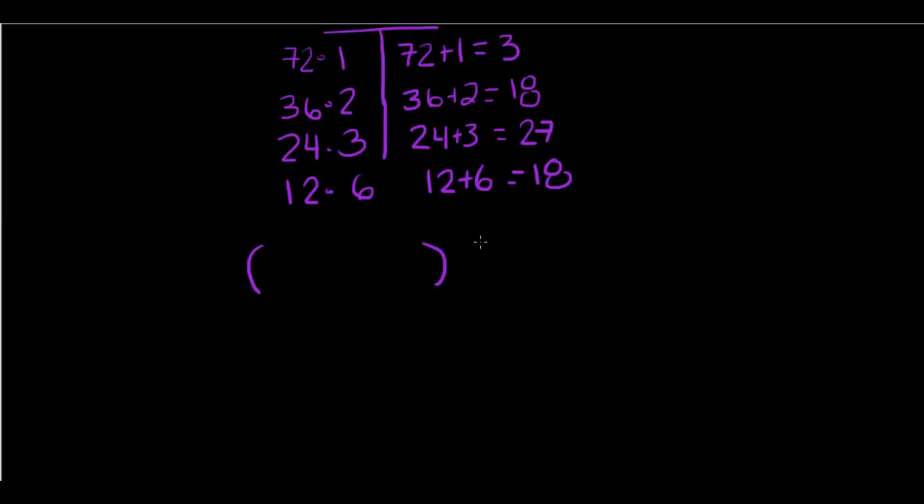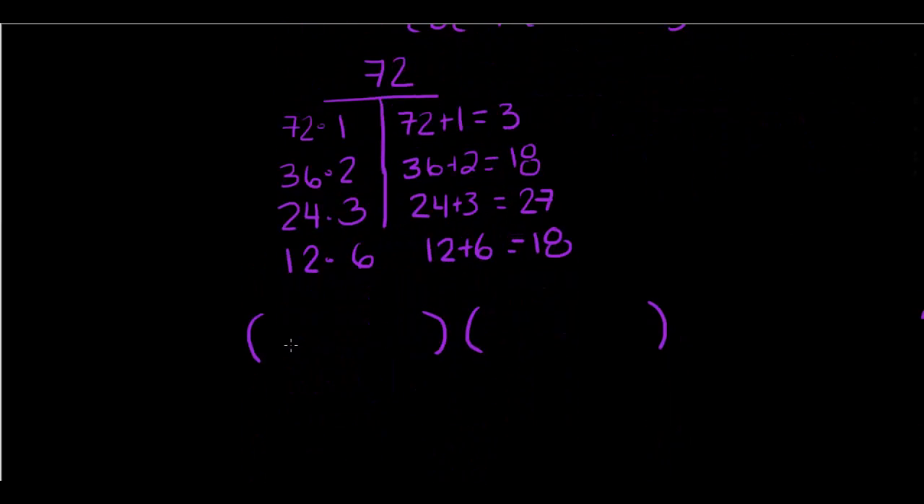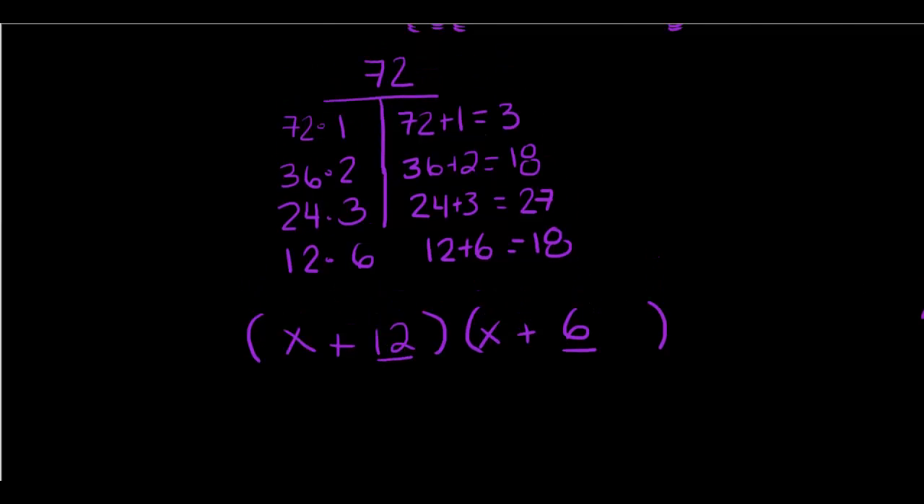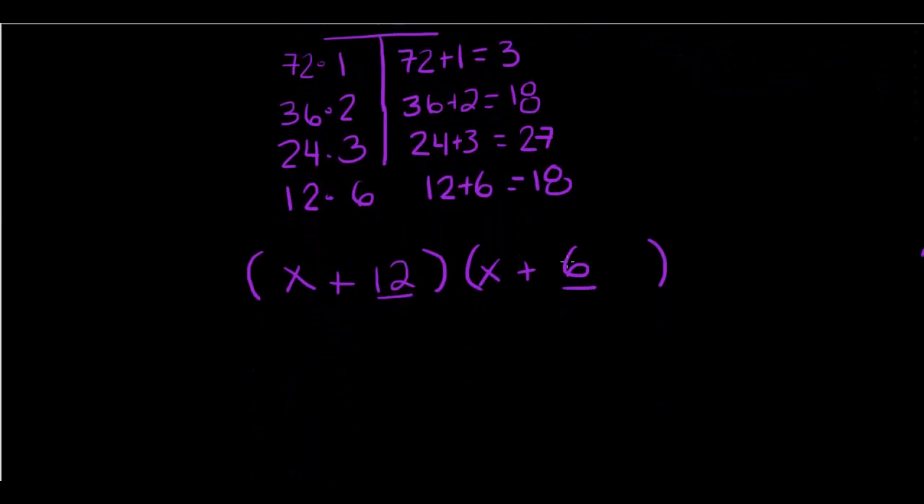So now that I have found it, I'm going to write my parentheses. I'm going to write the variable, I'm using x. I'm going to use the two factors I found that work, 12 and 6. And then the next thing I'm going to do is divide each one of these numbers by the quadratic coefficient. Now the quadratic coefficient is 8. So I'm going to divide both of them by 8.